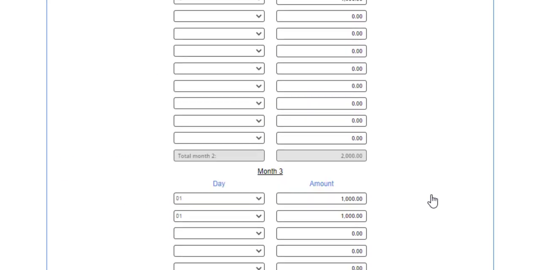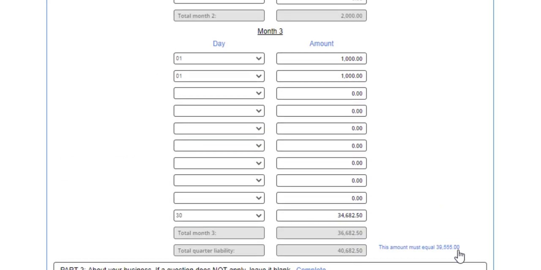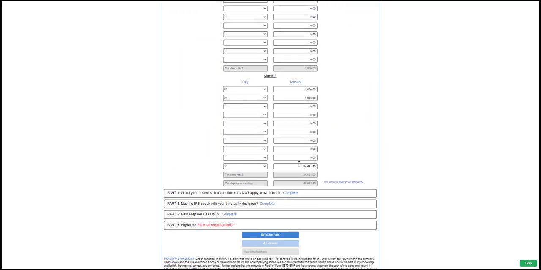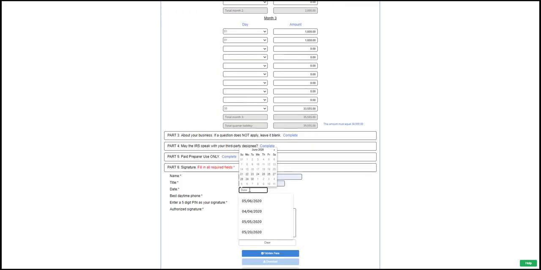Part 2. Total liability on Schedule B must equal total taxes after adjustment and credits. This occurs because line 12 doesn't match Schedule B total. Recall initially it was $40,682.50. However, because of subsequent inputs, it's now $39,555. Part 6 occurred because I didn't sign the form. Let's go through and fix these.